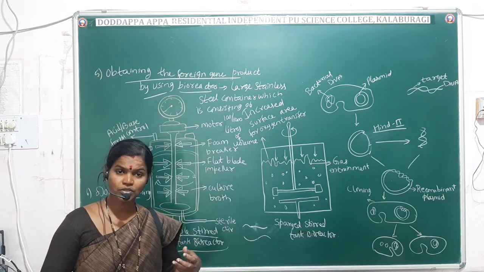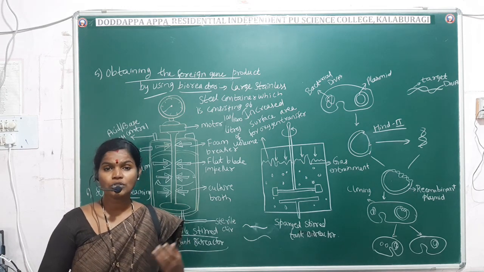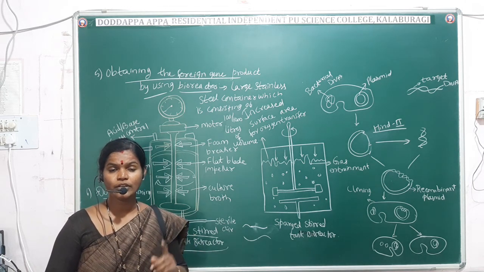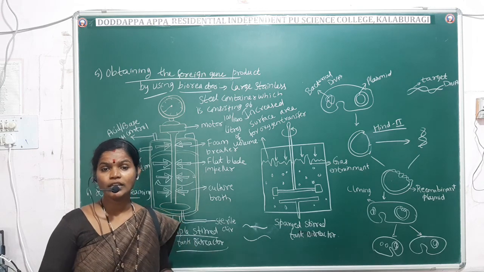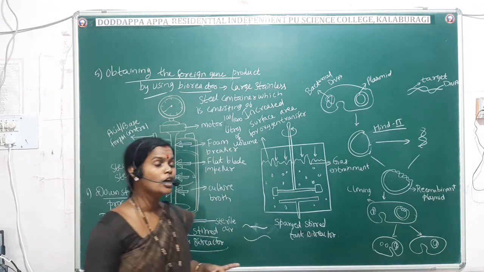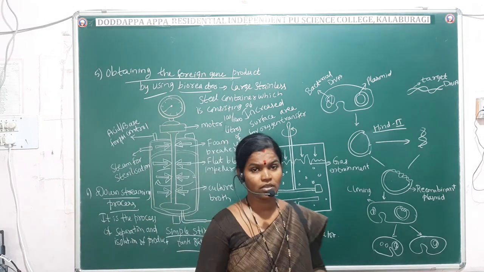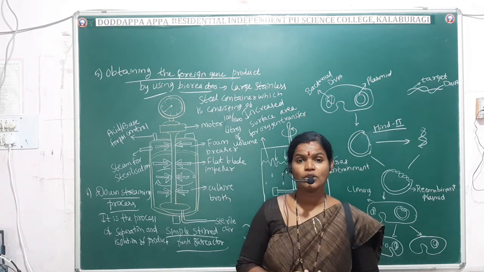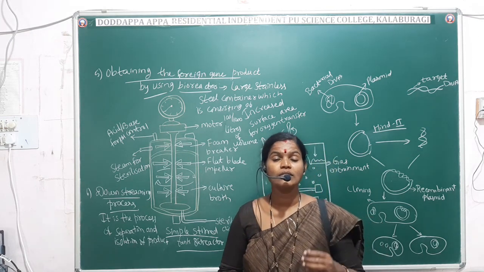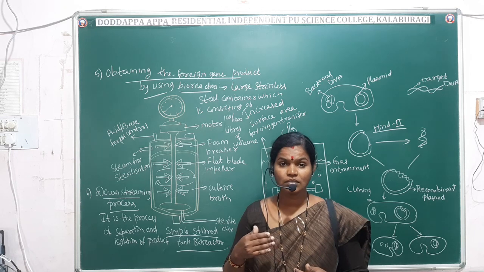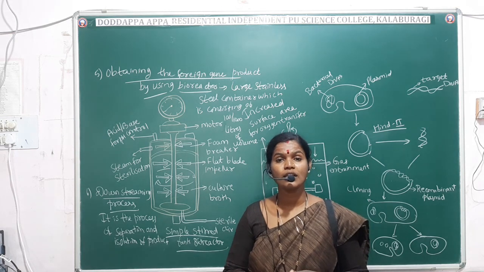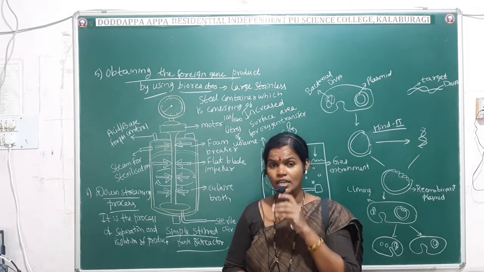And here we are going to see the presence of three steps in PCR. One is denaturation, another is annealing, and the third is primer extension. What is the meaning of denaturation? Denaturation means the conversion of the double stranded DNA into single stranded DNA fragments.